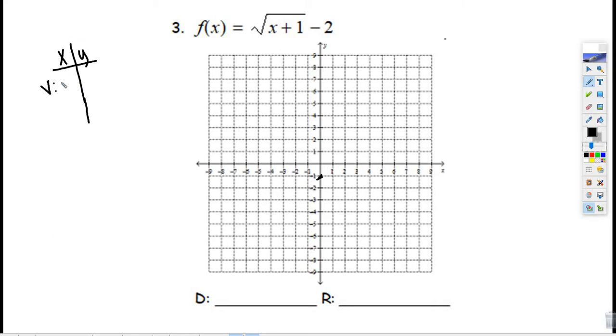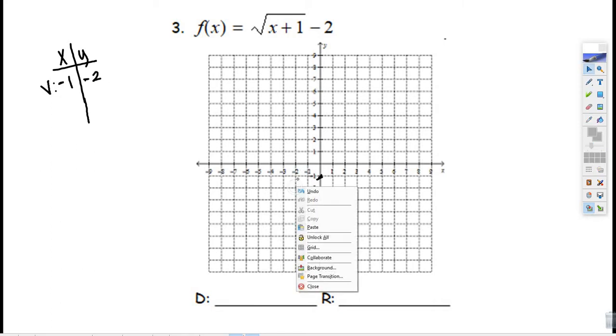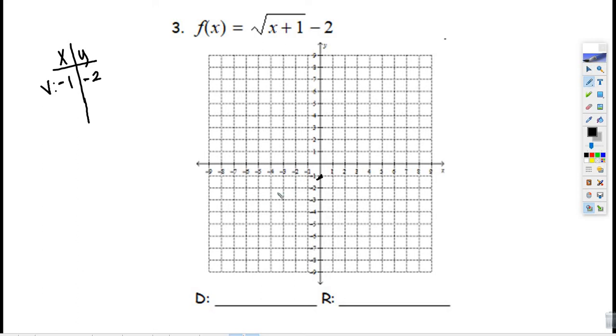Okay, so my vertex is opposite of the inside, -1, -2. So I have -1, -2. So then from here, I want to make sure that I choose points that are going to result in my radicand being a positive or a perfect square. You can't graph an irrational number, so let's try and pick something that's a perfect square.